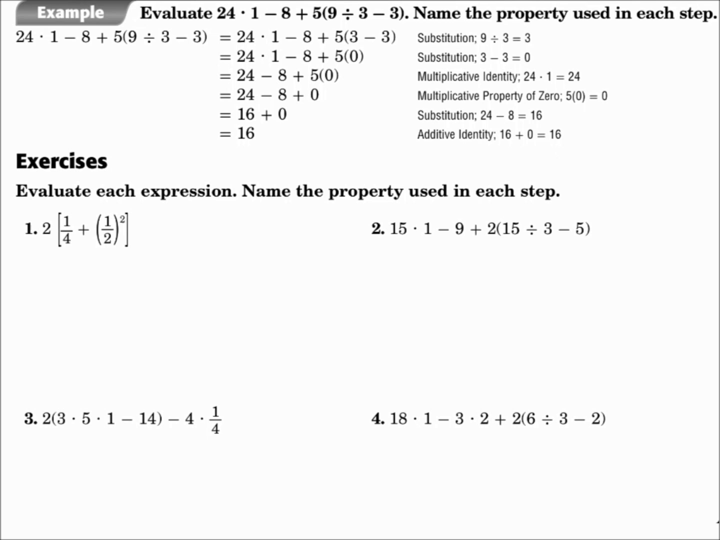You still have parentheses, so do the 3 minus 3, which is 0, and that's substitution. Now, you have multiplication, go left to right, do the 24 times 1, which is 24, and that's the multiplicative identity, because when you multiply by 1, you get the same thing. You have another multiplication, 5 times 0 equals 0. That's the multiplicative property of 0. When you multiply by 0, you get 0.